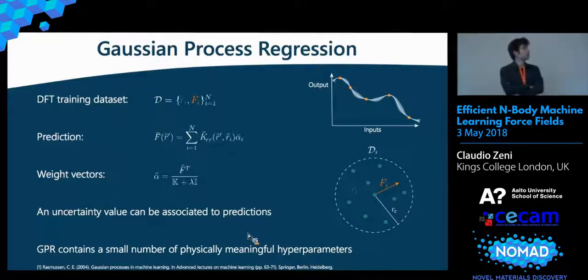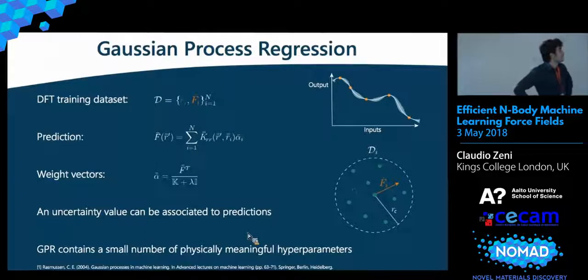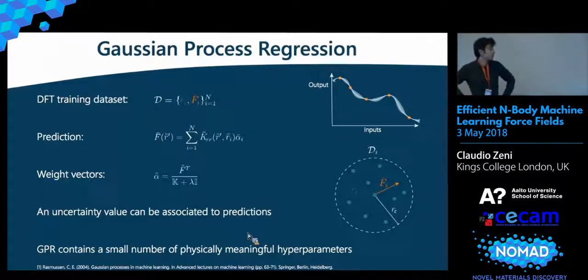This is done in Gaussian process regression through the optimization of the weight vectors, alphas. This is done using simple least square regression. What Gaussian process is based on is nothing but a very fancy name for a similarity function that compares local environments and predicts the value of forces or energies.